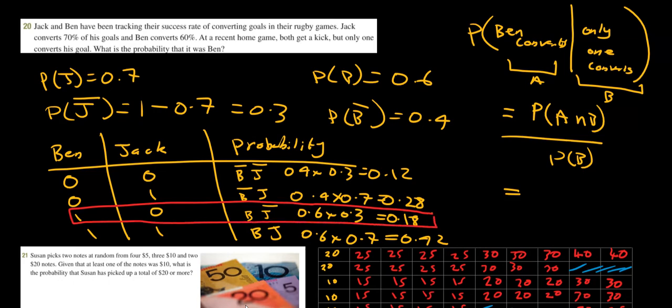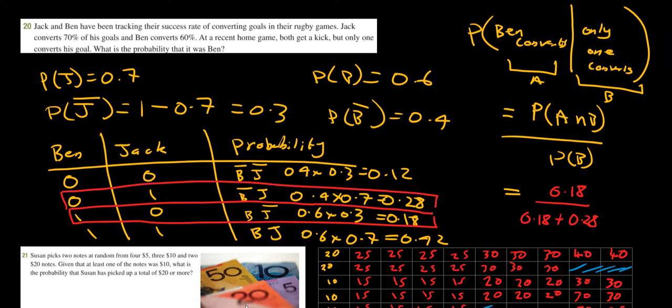The probability that Ben converts given only one of them converts is 0.18. And the probability that only one of them converts is 0.18 plus 0.28. If we add those together, we get 0.18 divided by 0.46, and that is roughly equal to 9/23.